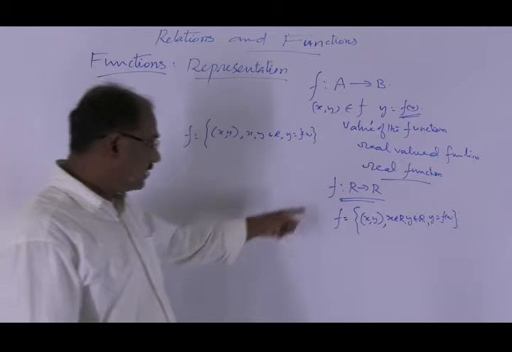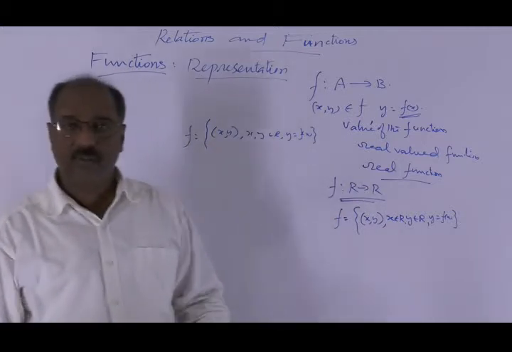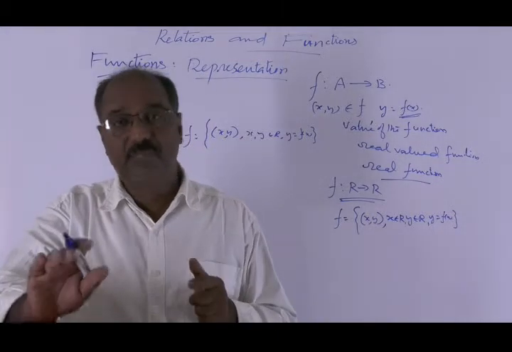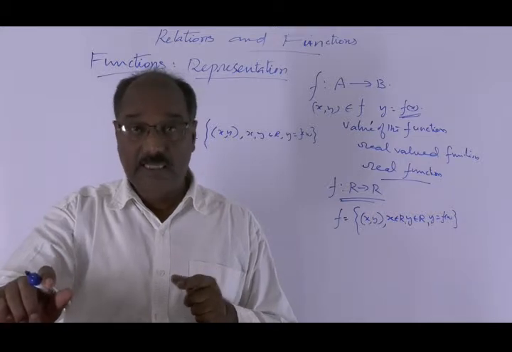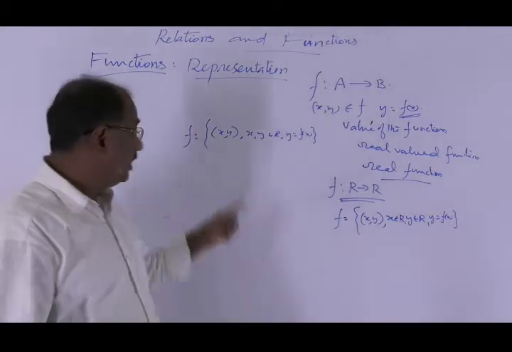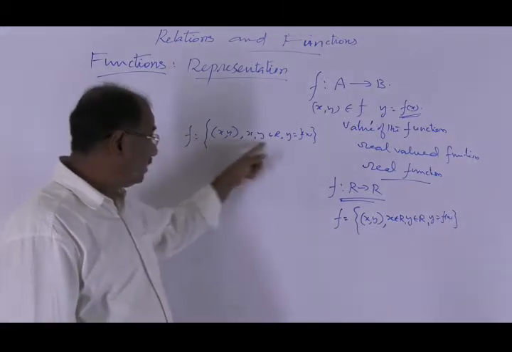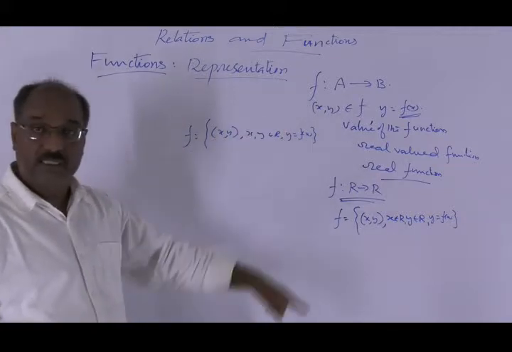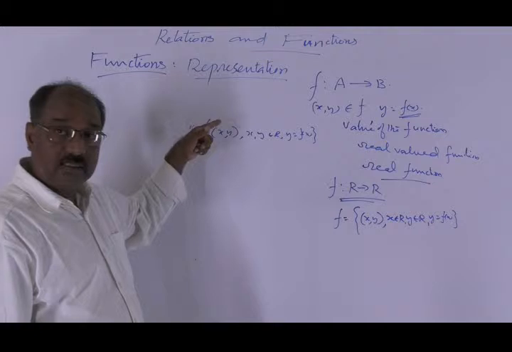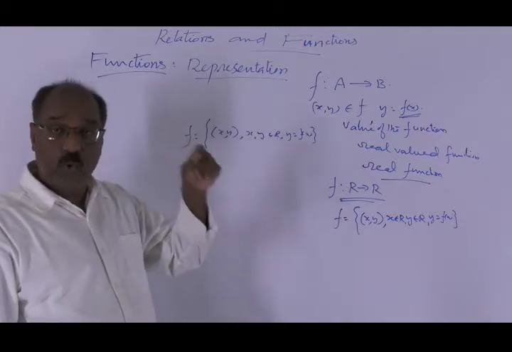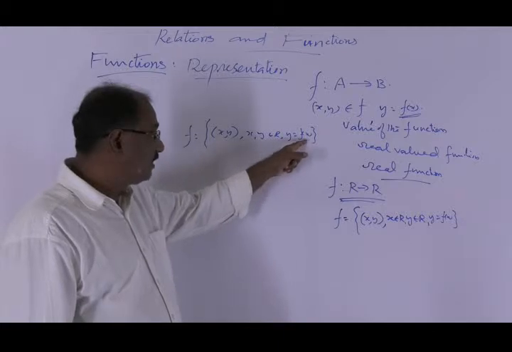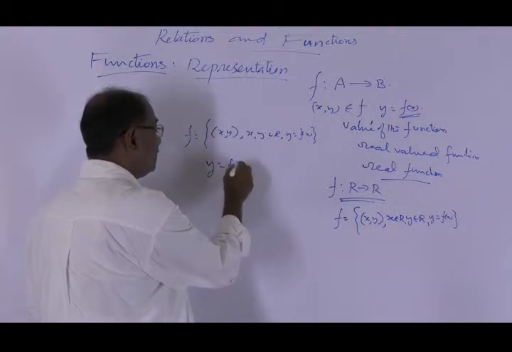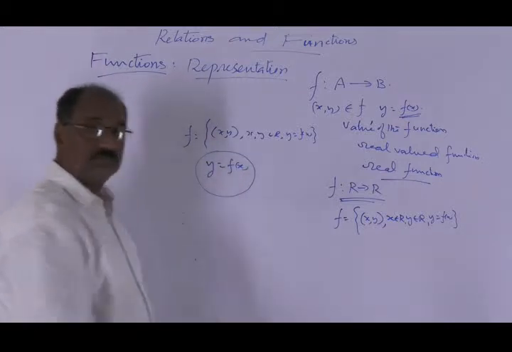And if the function is from R into R, we need not specify the sets. We simply say f is a function. And in this situation, we need not always write this complete form of this representation, this set builder form. We need only write the rule with which we can find this y. That is, this y is equal to f(x). Simply we write this.